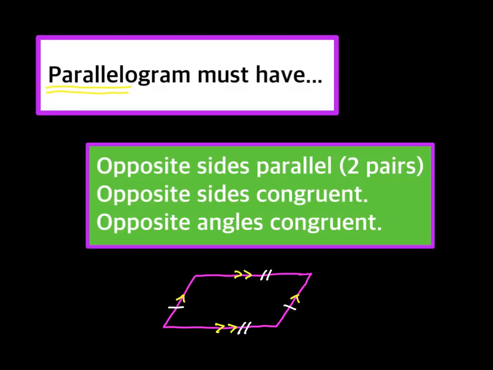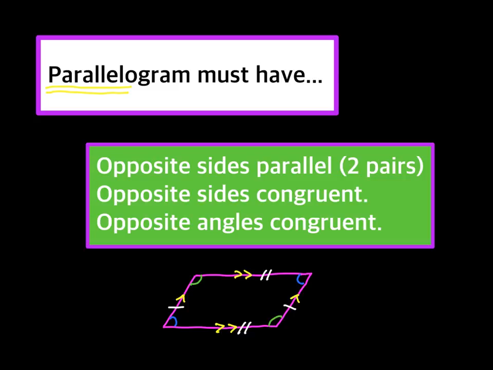And the last thing that we have is the opposite angles are congruent. So that means this angle and this angle would be the exact same. And likewise, this angle and this angle.